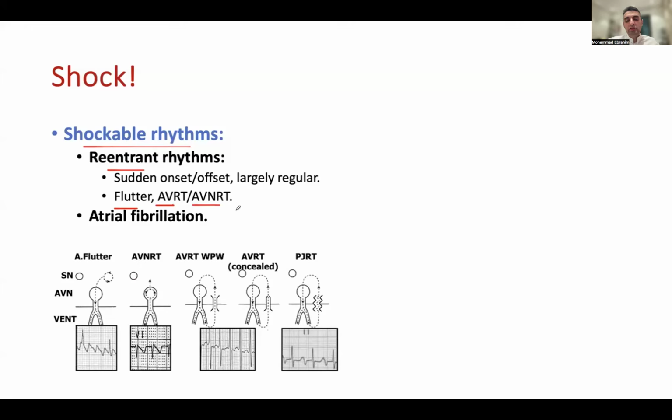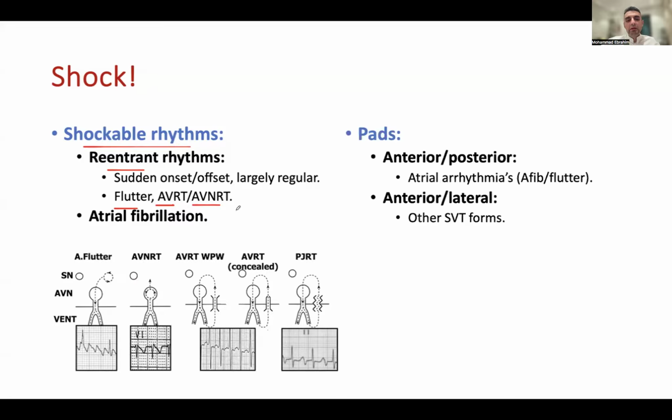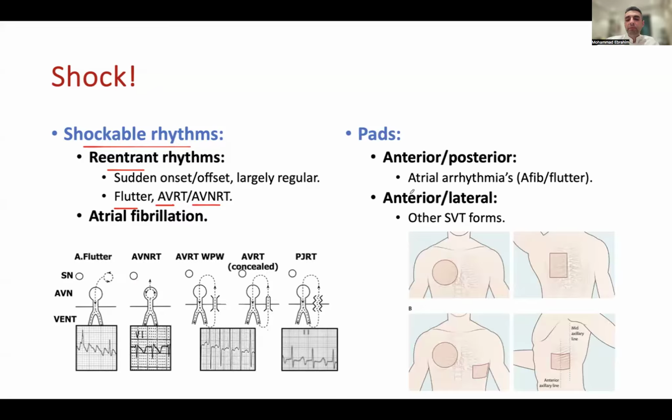And in addition, atrial fibrillation is also shockable, of course. But we don't see atrial fibrillation in pediatrics, so I don't think you'll be seeing much of it. If you want to shock the patient, I usually try to place the pads anterior, posterior, like in this cartoon, right anterior, left posterior for atrial flutter, and regular positioning for any other form of SVT. So positioning of the pads might be important sometimes.